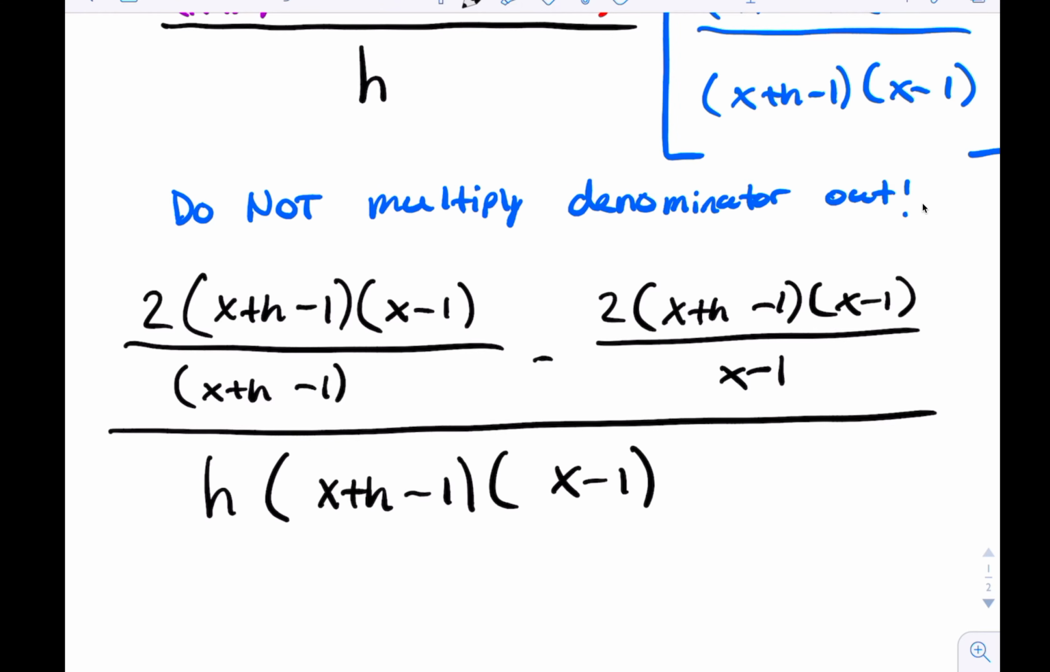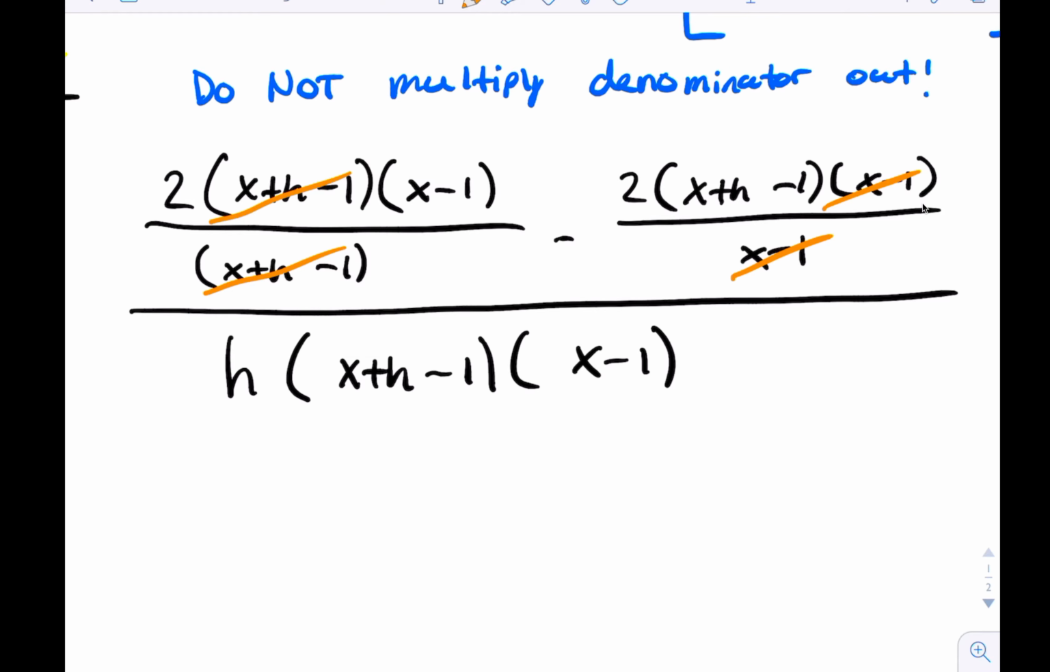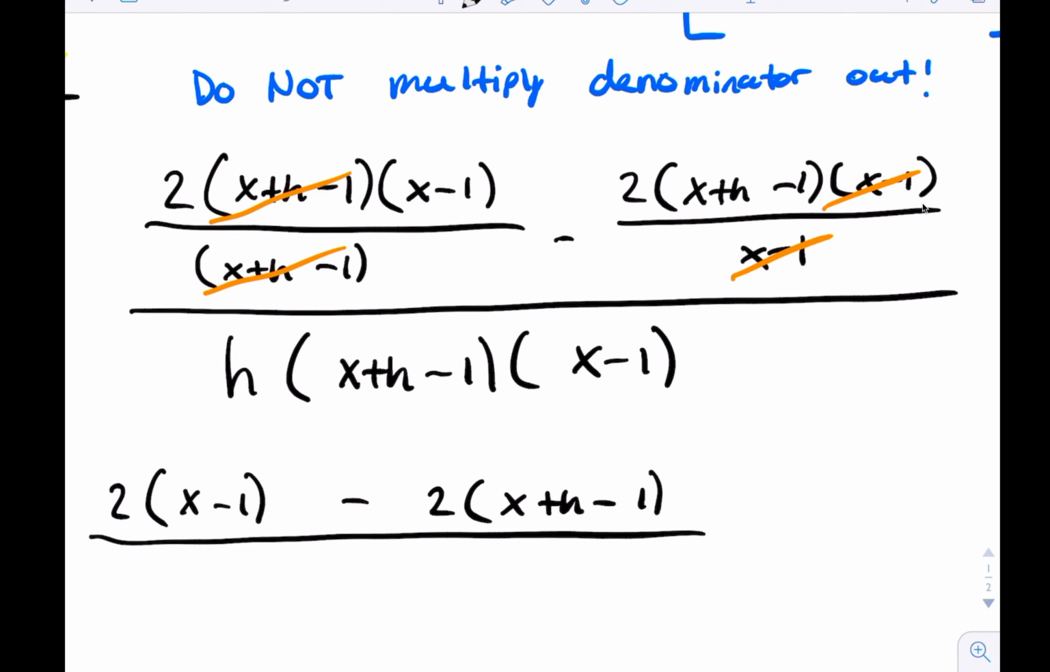All right? Now again, I can cancel some things now. So this one can go away, and then this one can go away. So now what I'm left with is I have 2 times x minus 1 minus 2 times x plus h minus 1. So that's your new numerator, and then on the bottom, again, I'm not gonna multiply these terms out.